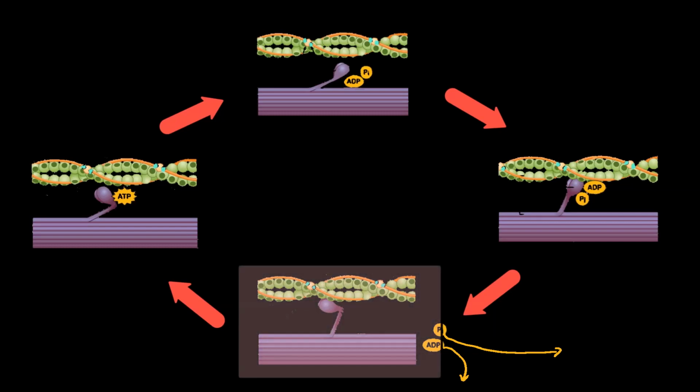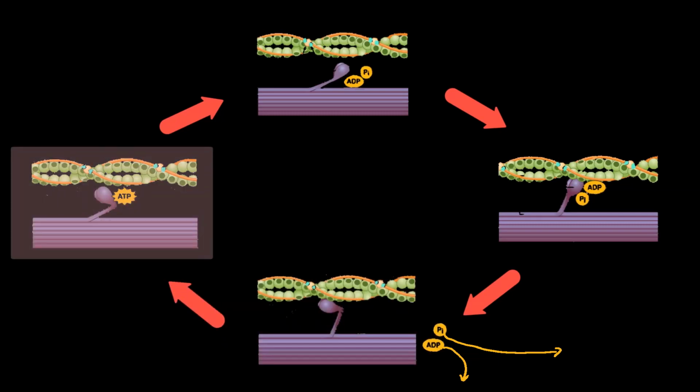After myosin has taken its step, it's bound to actin and it won't let go. This is a rigor state. If someone is in rigor mortis after they die, it's because myosin is stuck to actin and won't let go. We can't move the muscles, they're completely stiff. Myosin needs ATP to let go of actin.